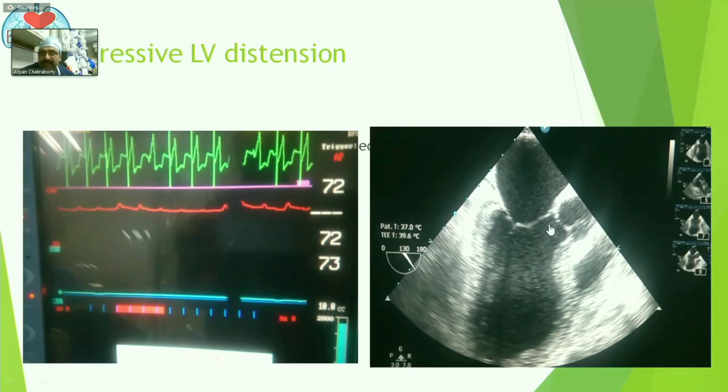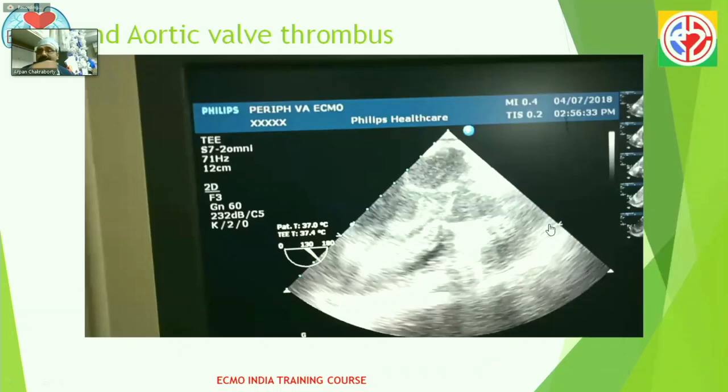And this is the ultimate picture of what happens after LV distension. The patient can develop thrombus under the aortic valve, or at the level of the LV. It can develop LV thrombus, so it can lead to catastrophe. So to avoid that, you can take an early decision on your management of the LV decompression.